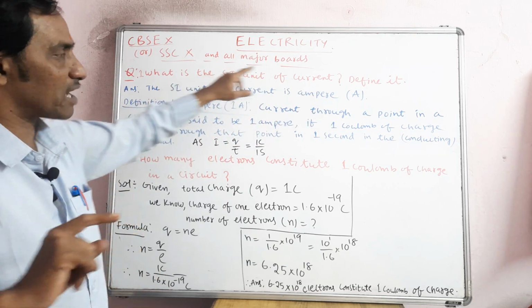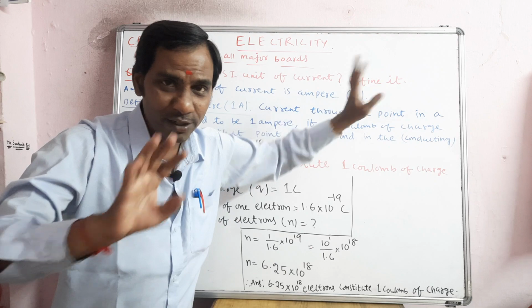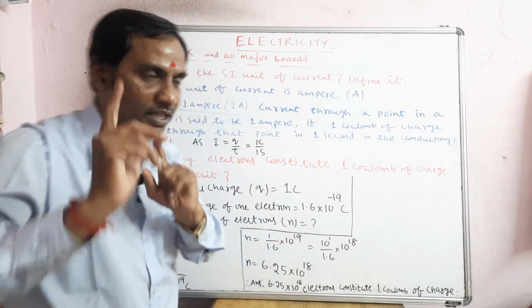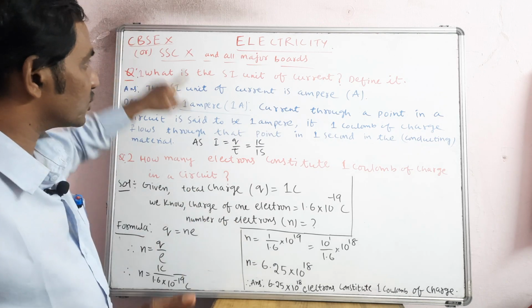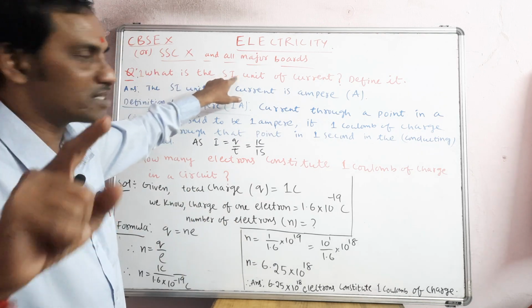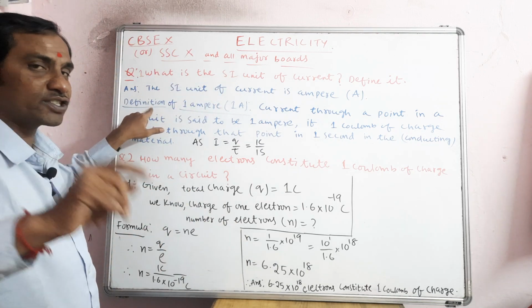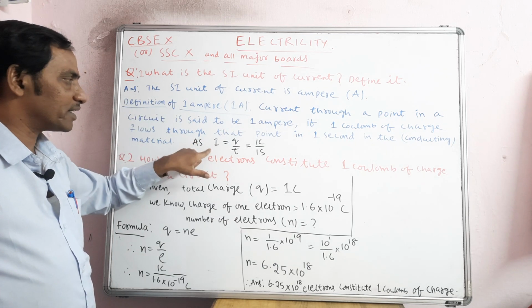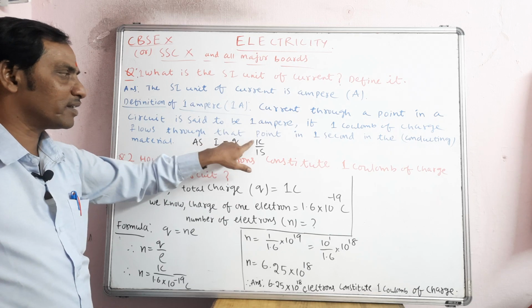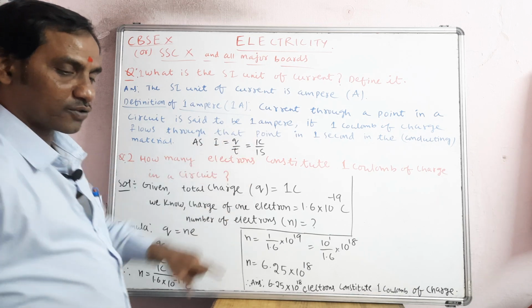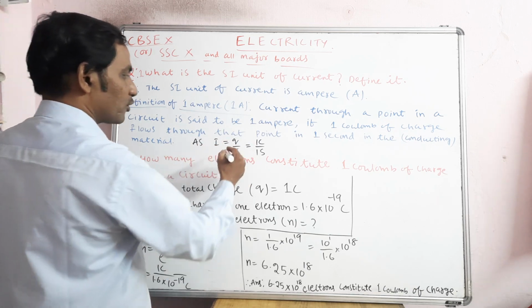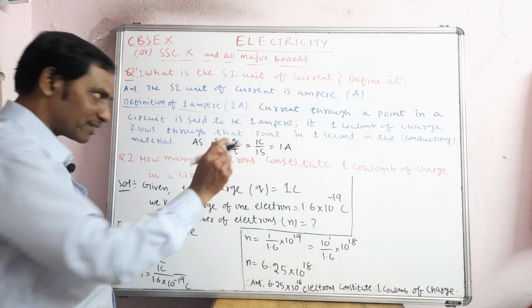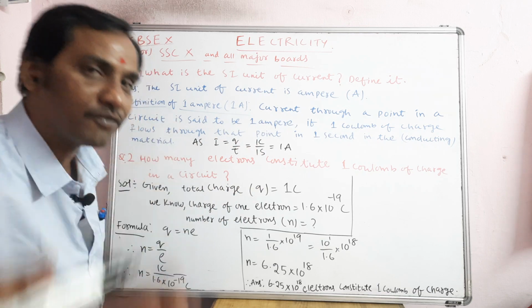Now, define it. They are not asking to define current, they are asking to define ampere, that is, 1 ampere. You should not write the current definition, you have to write the SI unit definition, the definition of 1 ampere. To get conceptual clarity, I wrote the formula I is equal to Q by T, 1 coulomb per 1 second. So if I is equal to Q by T, you will get 1 ampere. To get conceptual clarity, this mathematical form we have to write in definition form.